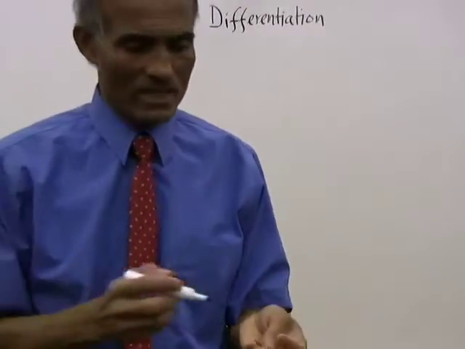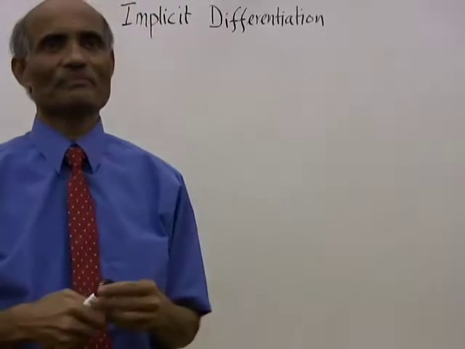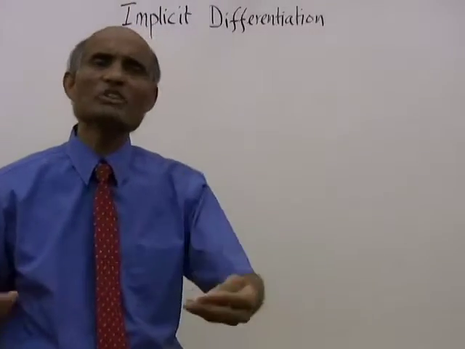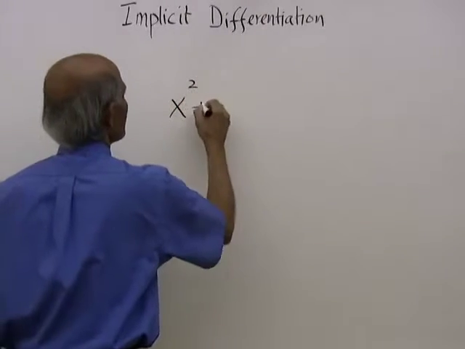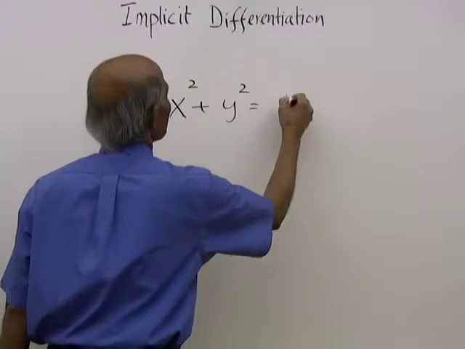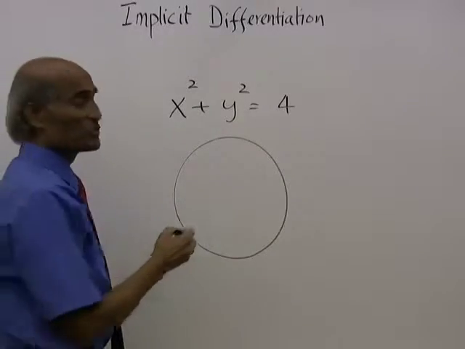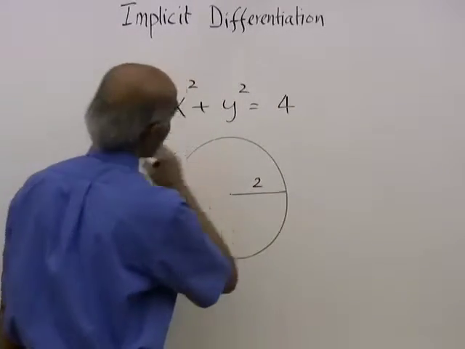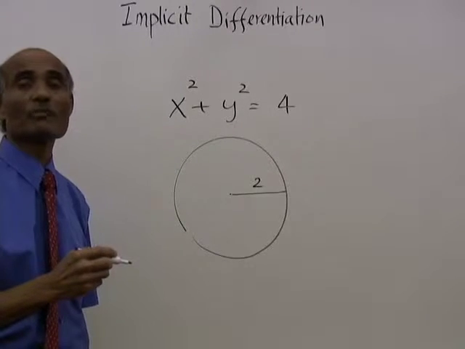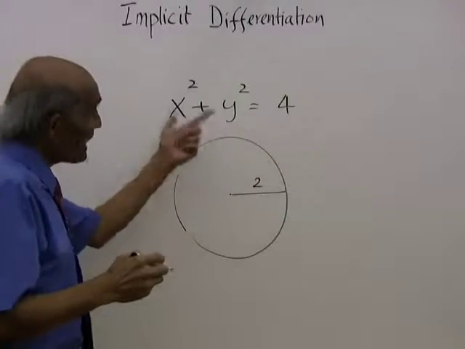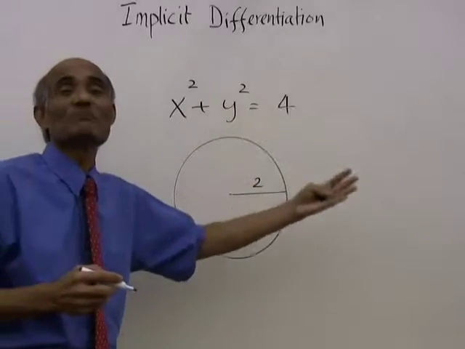Can you give me a known function which can be categorized as implicit? What is the equation of a circle? How about this equation? x squared plus y squared equal to 4. What does that represent? It actually represents a circle of radius 2. Is that right? Now, this is an implicit function. y as a function of x is implied there.